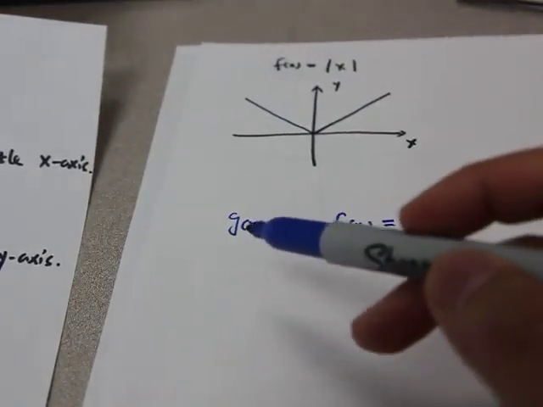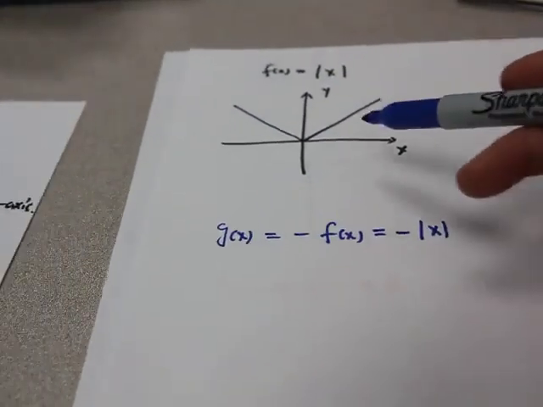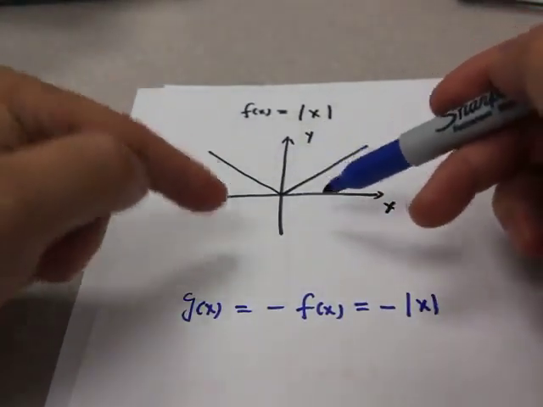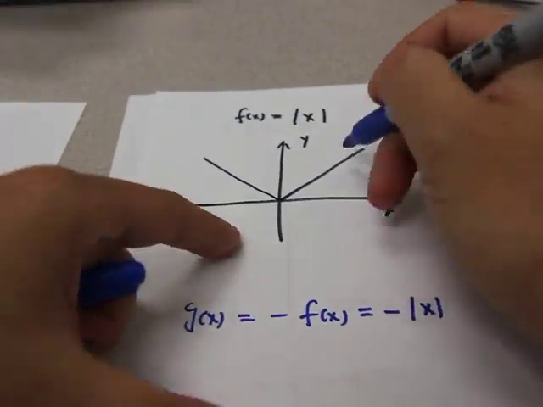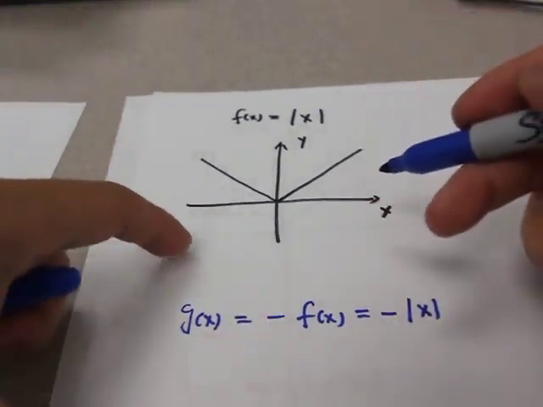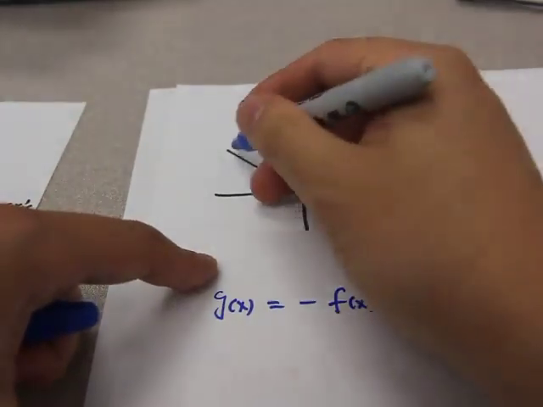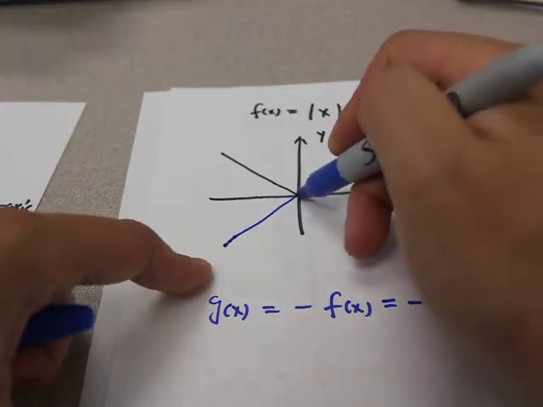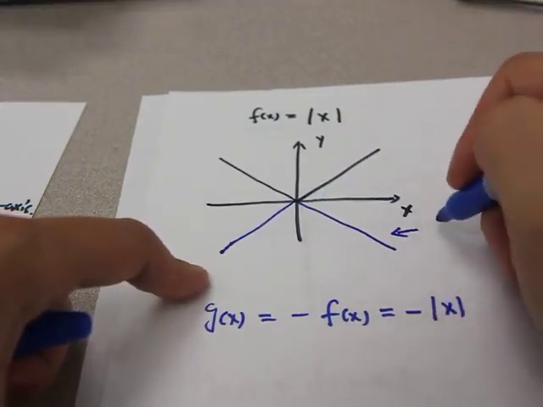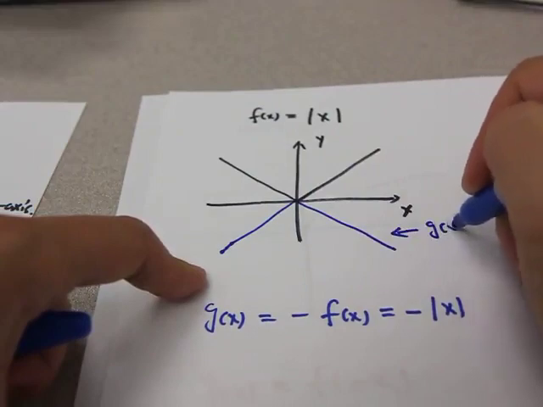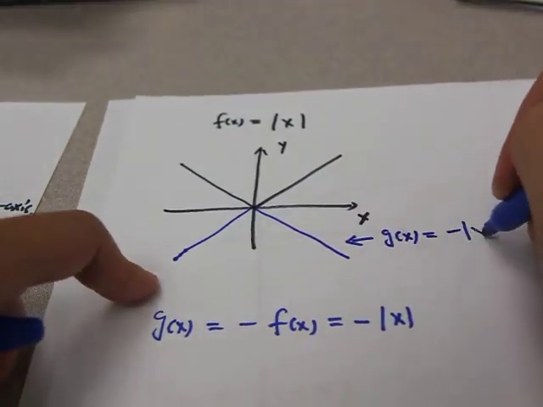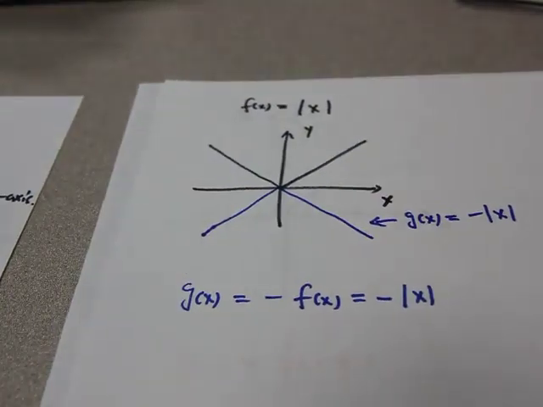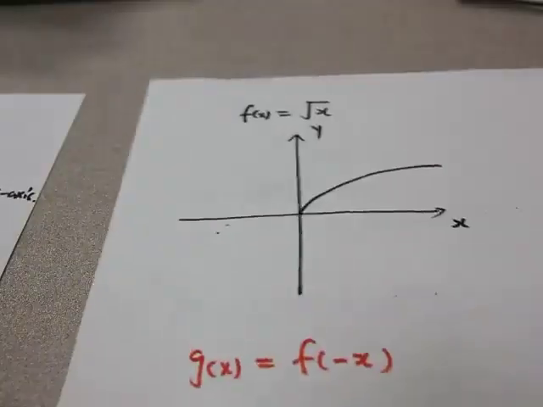So in order to find the graph of g(x), we need to turn the graph of f(x) over the x-axis. So if I turn this over the x-axis, this piece will come down to here, and this piece will come down to here. So this will be the graph of g(x). Okay, now let's take a look at another example.